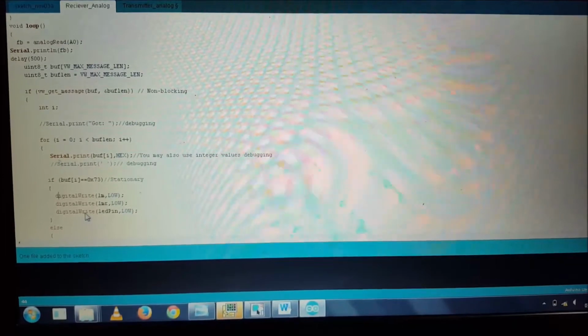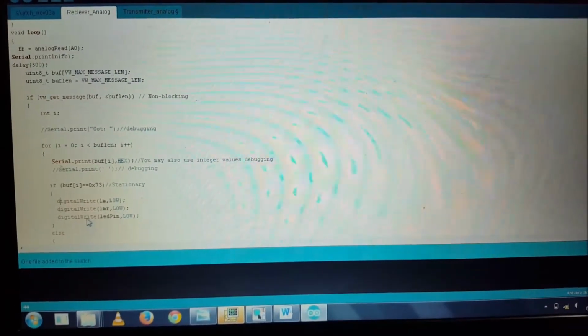We have defined here four variables, that is FP, LM, LMR and the LED pin. The FP is used to read the value of the potentiometer, since the potentiometer is the basic idea. The LM and LMR are the positive and negative of the motor here. Now see, the FB is also an analog value which is read through the pin A0. We can see here that the values that were sent, S, F and A, are converted into hex code. Once the hex code is read as stationary, it keeps the motor stationary, and both the values on LM and LMR are kept low.